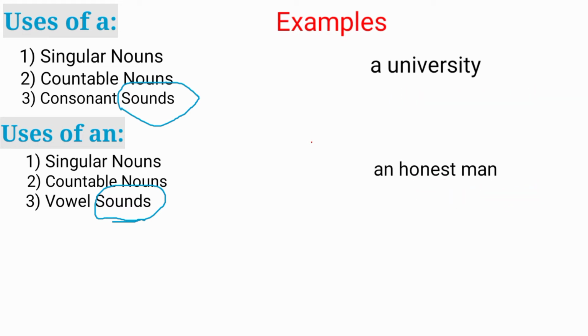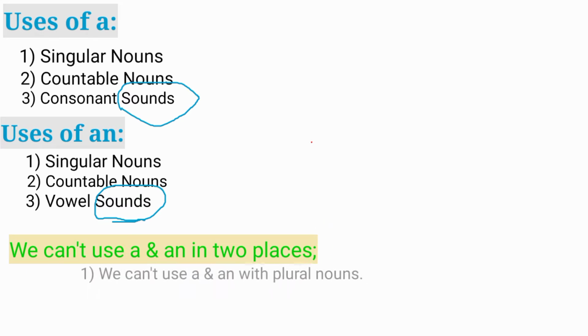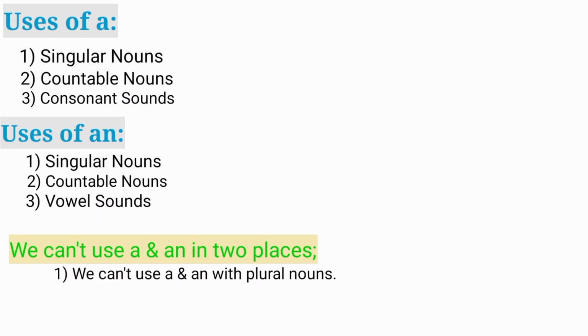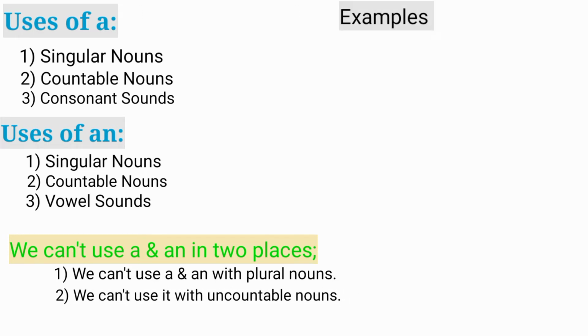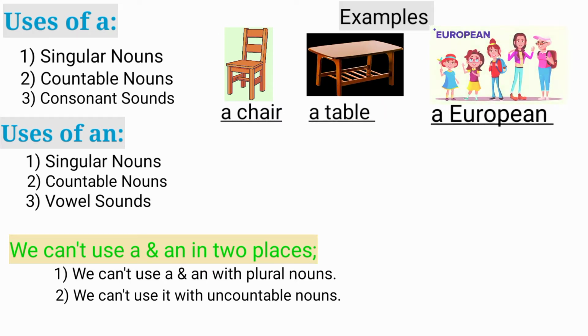And we cannot use A and An in two places. Number 1, we cannot use A and An with plural nouns. Number 2, we cannot use them with uncountable nouns. Let me give you some examples through which you will be more clear. Number 1, a chair, a table, a European.